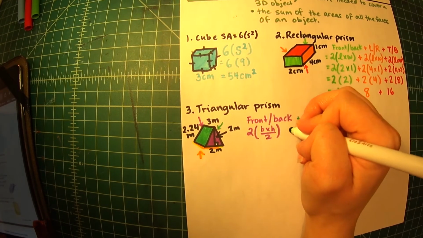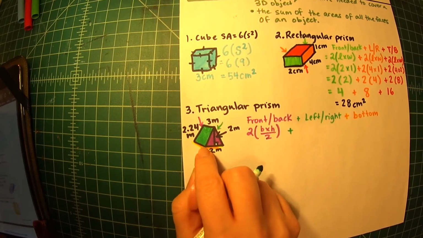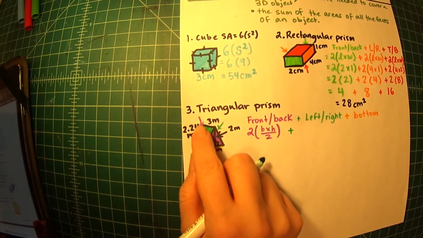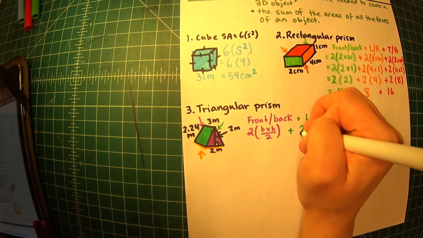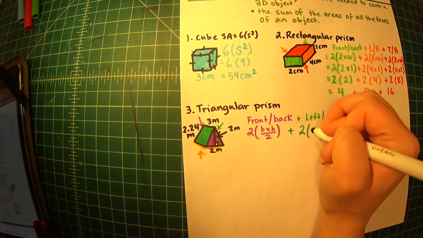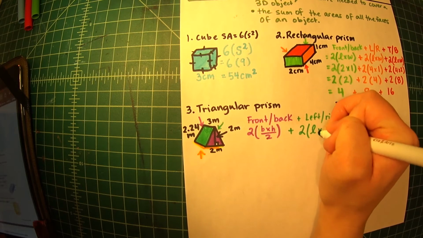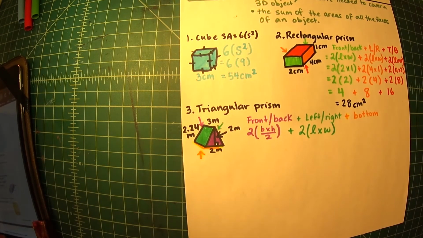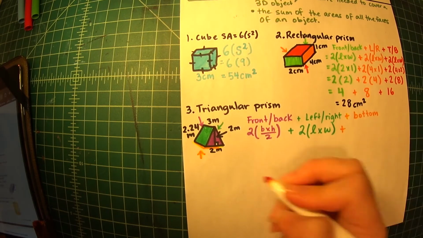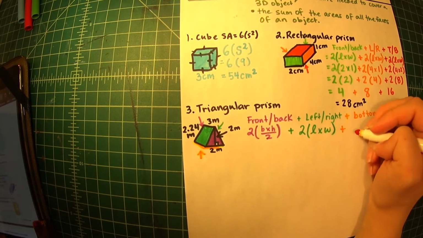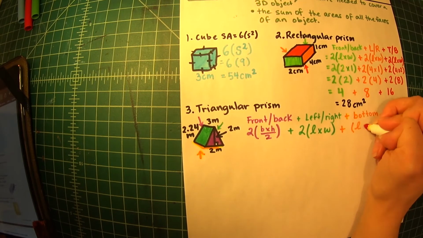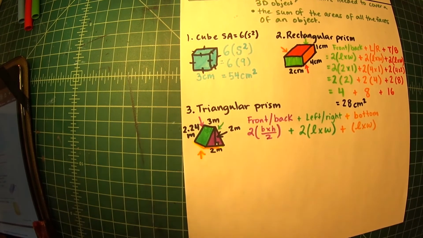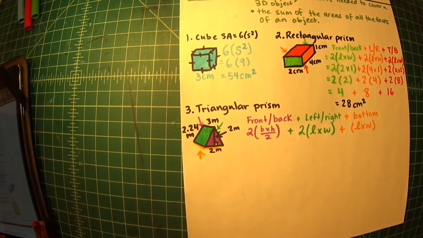For the left and the right, what shape are we dealing with here? It's just a rectangle. But we do have left and right, so we will have to double that. But a rectangle is just length times width. And then finally, the bottom, well, there's only one, so we won't have to double it. So the bottom is just another rectangle. So again, length times width, different length times different width.